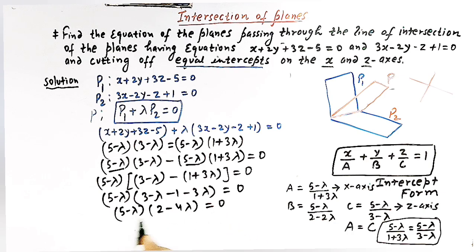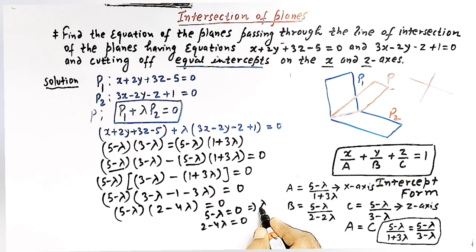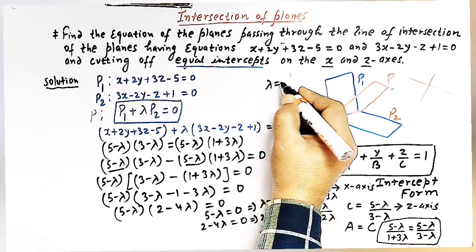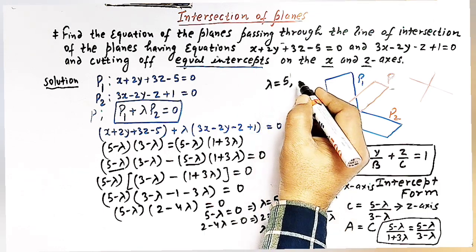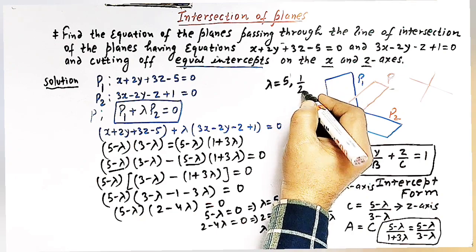Now this is the product of two linear factors in λ. So we can have 5 − λ = 0, and from the other factor we have 2 − 4λ = 0. So from here we have λ = 5, and from here we have 2 = 4λ, and λ = 2/4, that is half, right? So we have obtained two values of λ, that is 5 and 1/2.